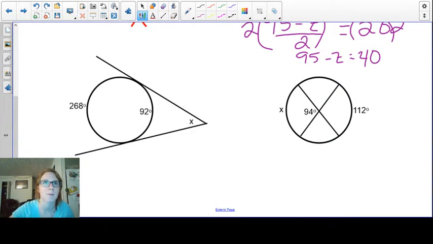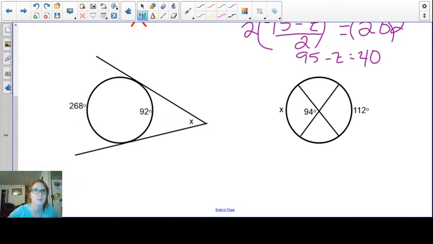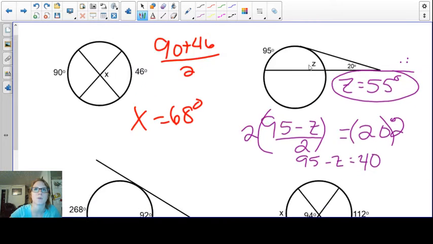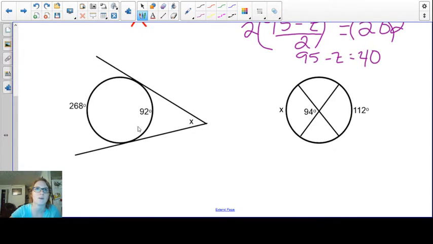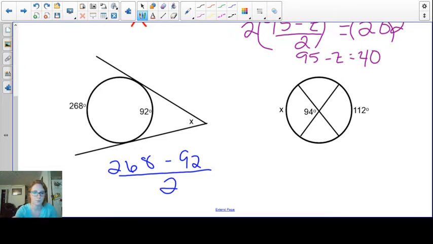I'm going to go up here and make my picture a little bit smaller right now, so we have enough room to do this next problem. Okay, same kind of idea as the one above, only now we know both of the arcs. So I'm going to take 268 minus 92 divided by 2. So x equals 88 degrees.